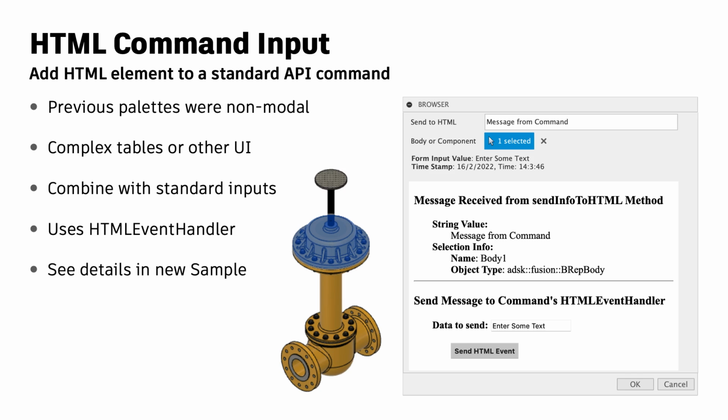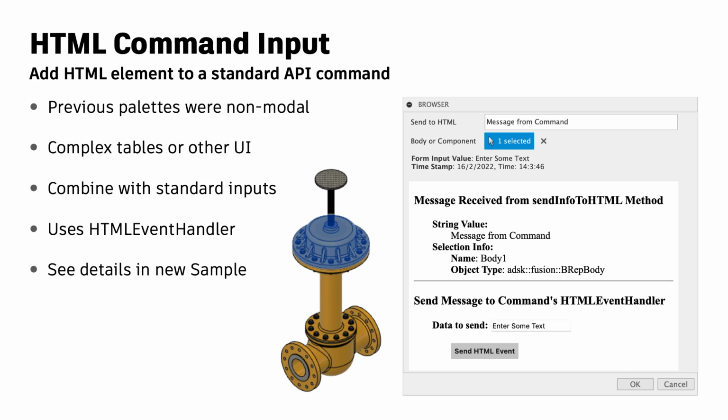If you've used palettes before and set up HTML event handlers, you can have JavaScript running in the Chromium frame that sends messages out to the actual Python or C++ add-in that's running, and vice versa. You can send messages into the HTML command input just like you would to a palette. So the interaction pattern is the same. It's just that you're going to set those handlers up on the command itself rather than on the global application object. So you should read that if you're interested in this.